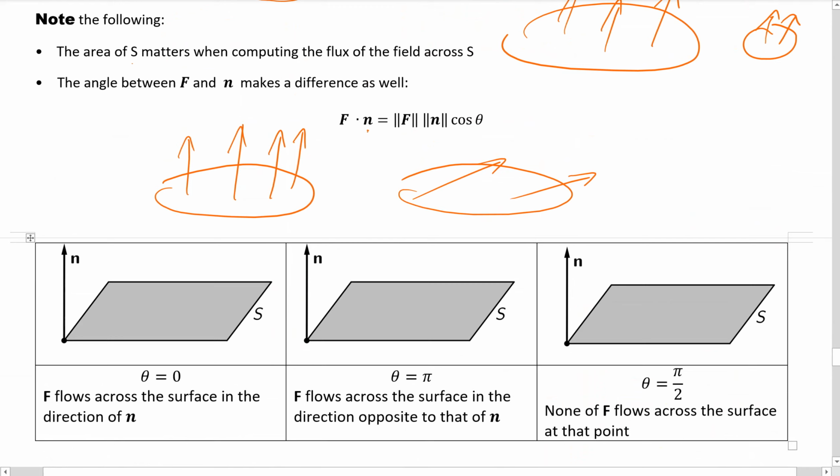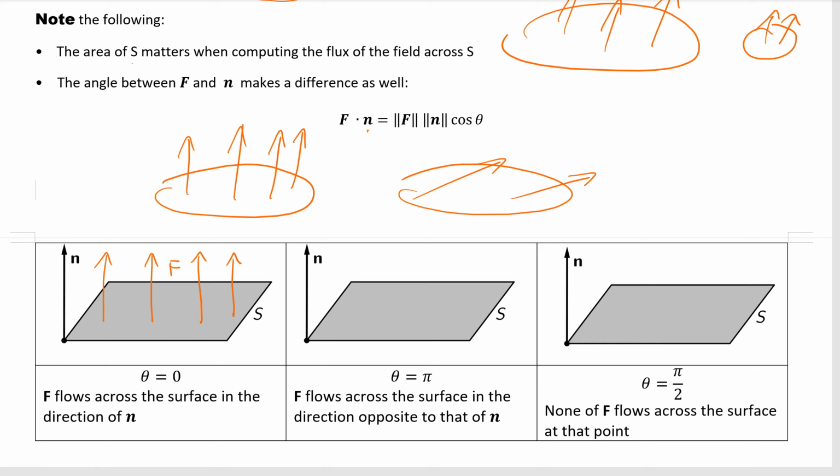Okay, so keep that in mind. First, when theta is 0, this is the direction of our normal vector, right? And when theta is 0, how does our vector field look? It is parallel to the normal vector, right? So F flows across the surface in the direction of N.